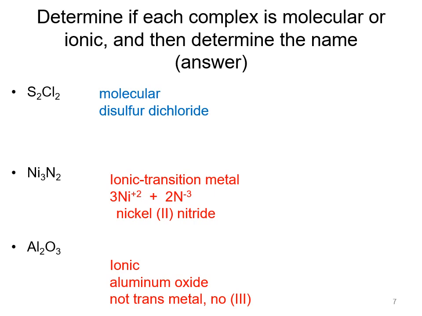So with the first one, I'm going to use the prefixes here. So this will be disulfur dichloride. The second one, I need to use the Roman numeral, so I've got to figure out what that is. I've got 2 nitride ions. Those are both -3. I've got 3 nickel ions. Therefore, each nickel must be +2. Therefore, this is going to be called nickel(II) nitride. And finally, Al2O3 is just a regular ionic compound. We're not going to label the ionic charges because it only ever has one. So this is just aluminum oxide.